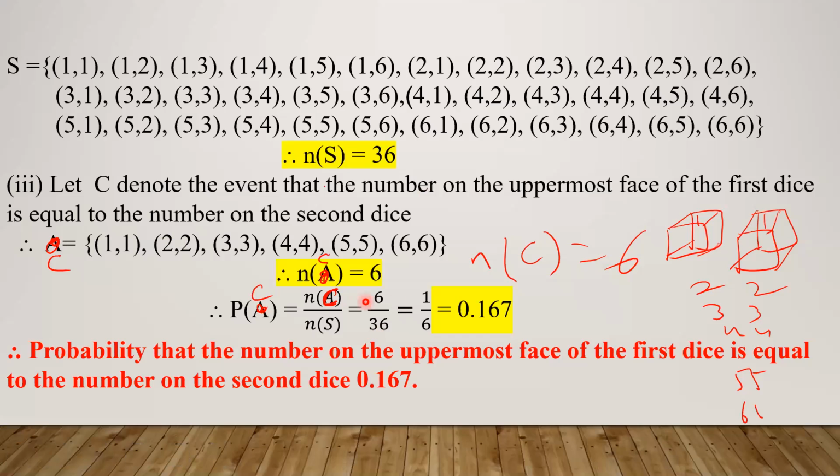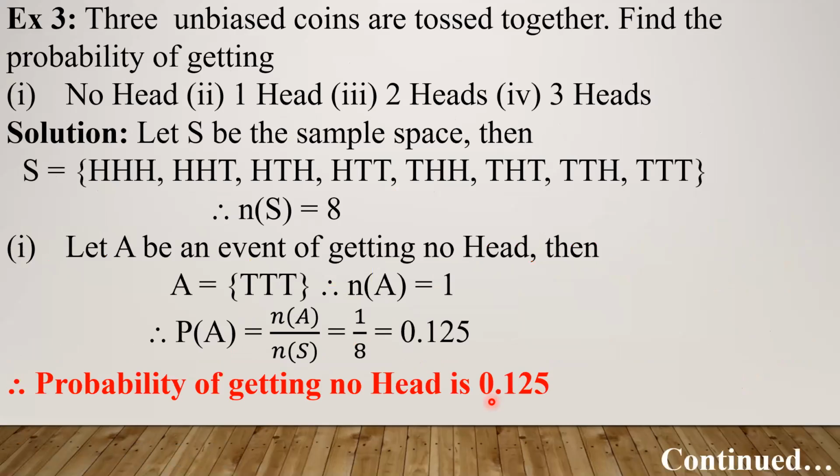6 upon 36, which, as I told you, always you have to write the fraction in the simplest form. Both the numerator and denominator are divisible by 6. So 6 ones are 6 and 6 sixes are 36. So your answer will be 1 divided by 6. If you divide 1 by 6, you will get 0.167. Okay. So this completes the problem.